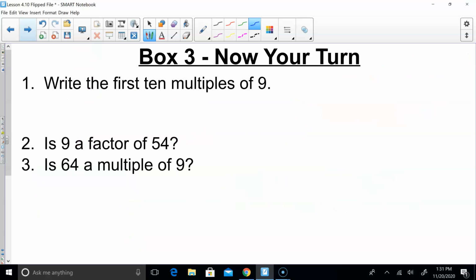Now it's your turn. So right now you can write down the first 9 multiples. Make sure you draw a big line. Write down box 3. Now your turn. And right now I want you to write the first 10 multiples of 9. And then put number 2. Is 9 a factor of 54? It would be yes or no. And is 64 a multiple of 9? Yes or no. So you can pause the video. Good luck.